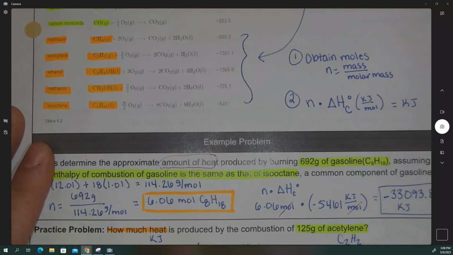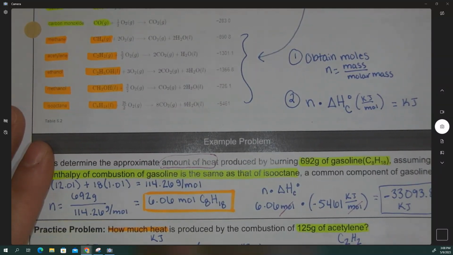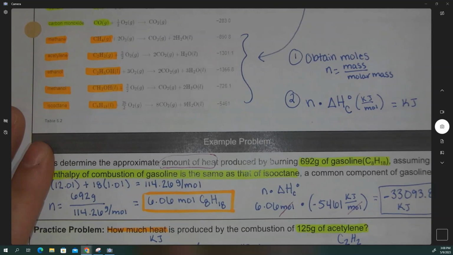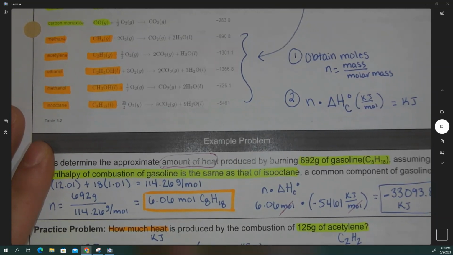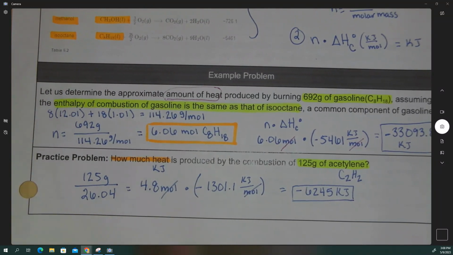Moles cancel out, and we are left with an overall answer of negative 6,245 kilojoules. So hopefully that one was pretty easy. Whenever you're ready, you can flip your sheet over, and we will move on to our next problem.